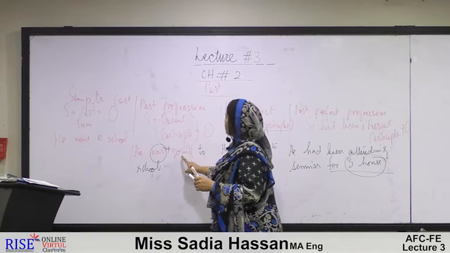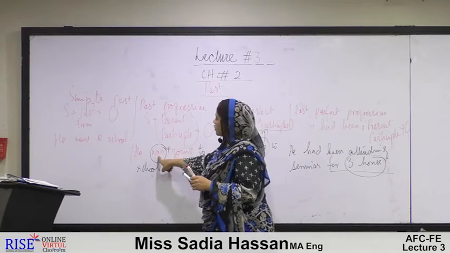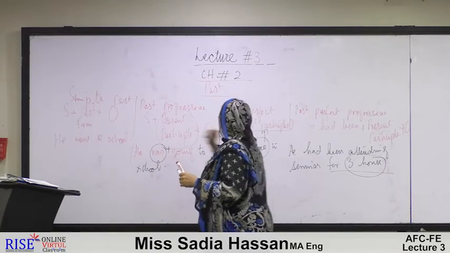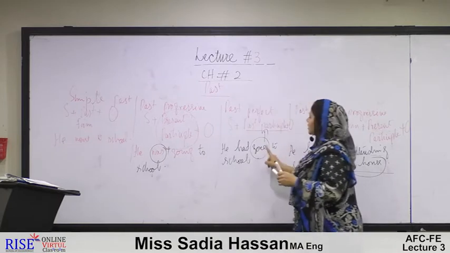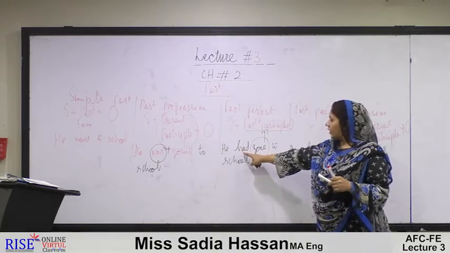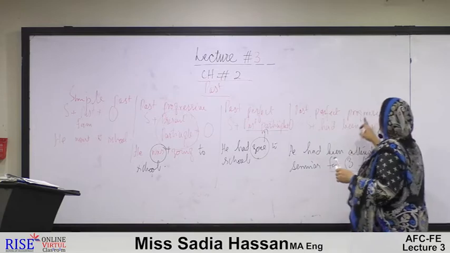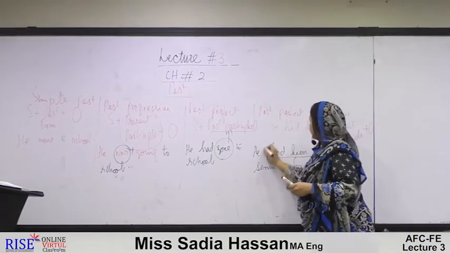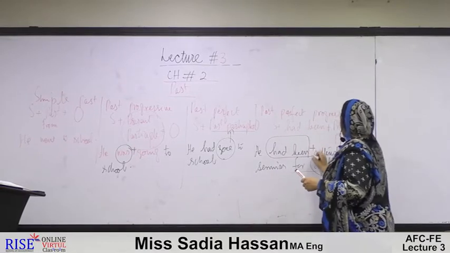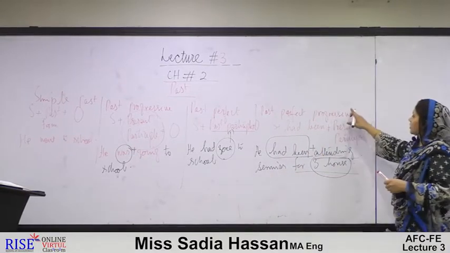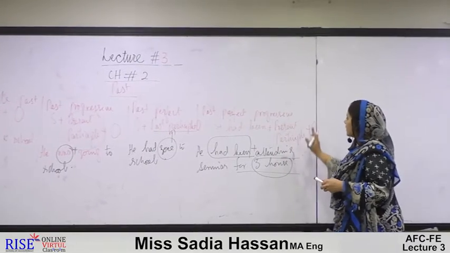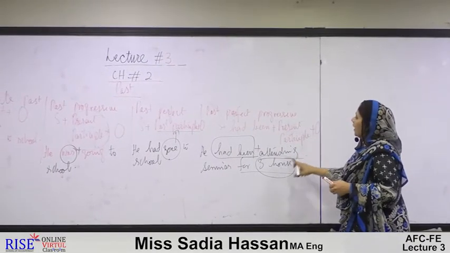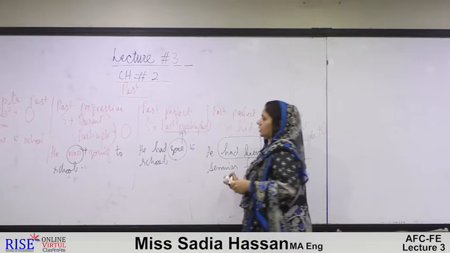Went was the past form. Present participle was the fourth verb form, and it was provided with the help of "was". Gone was the past participle form, and it has been provided with the help of "had". And again, past perfect had been shown in this combination, and attending is the present participle form of the verb, and seminar is the object.